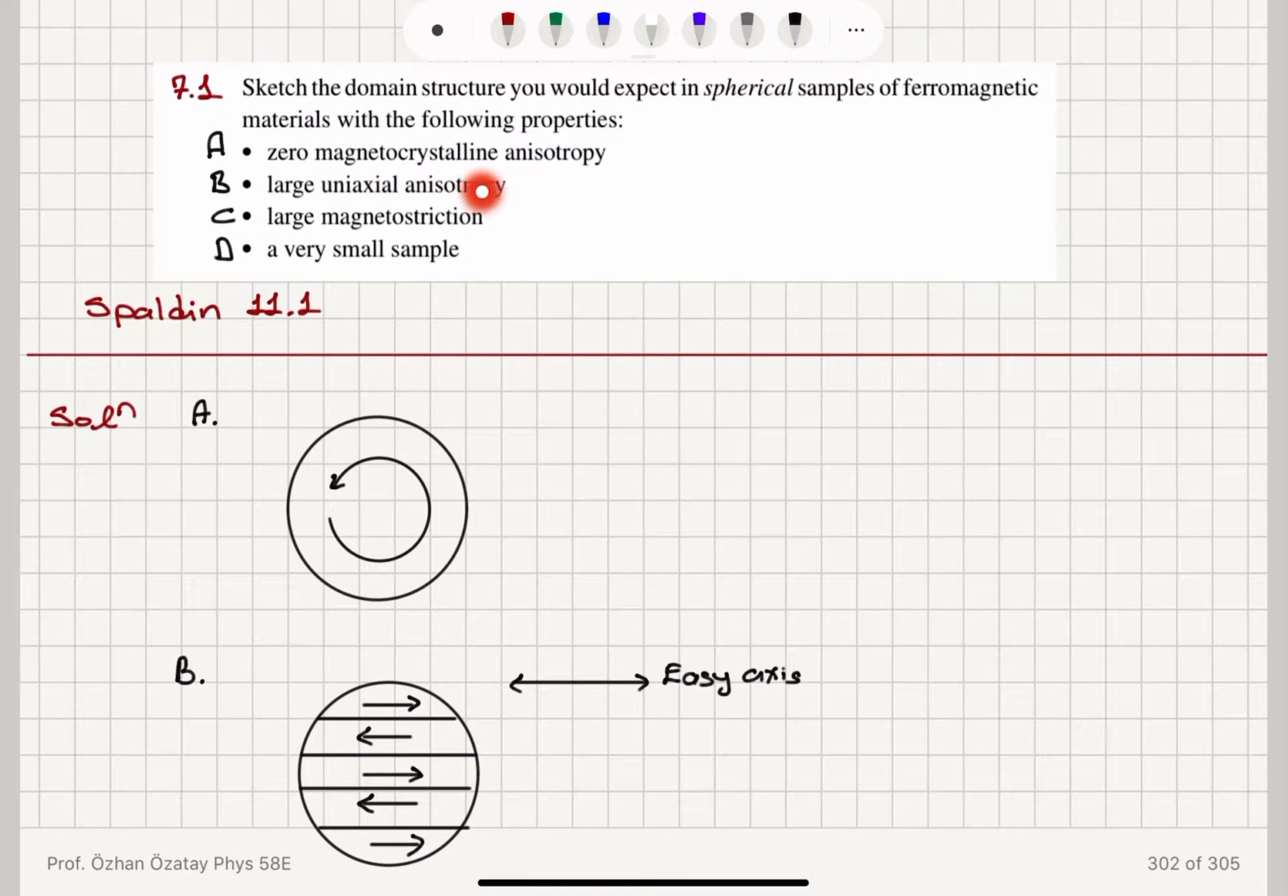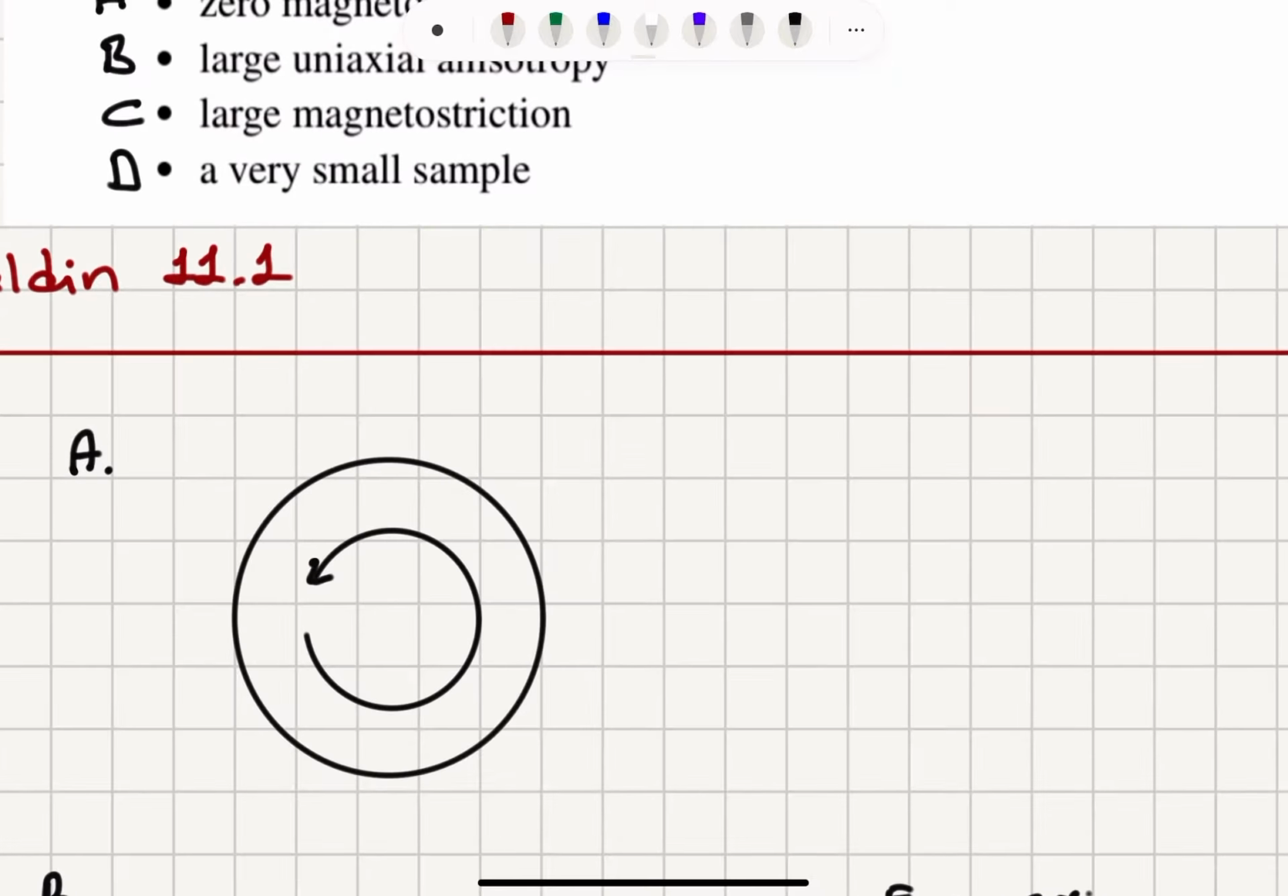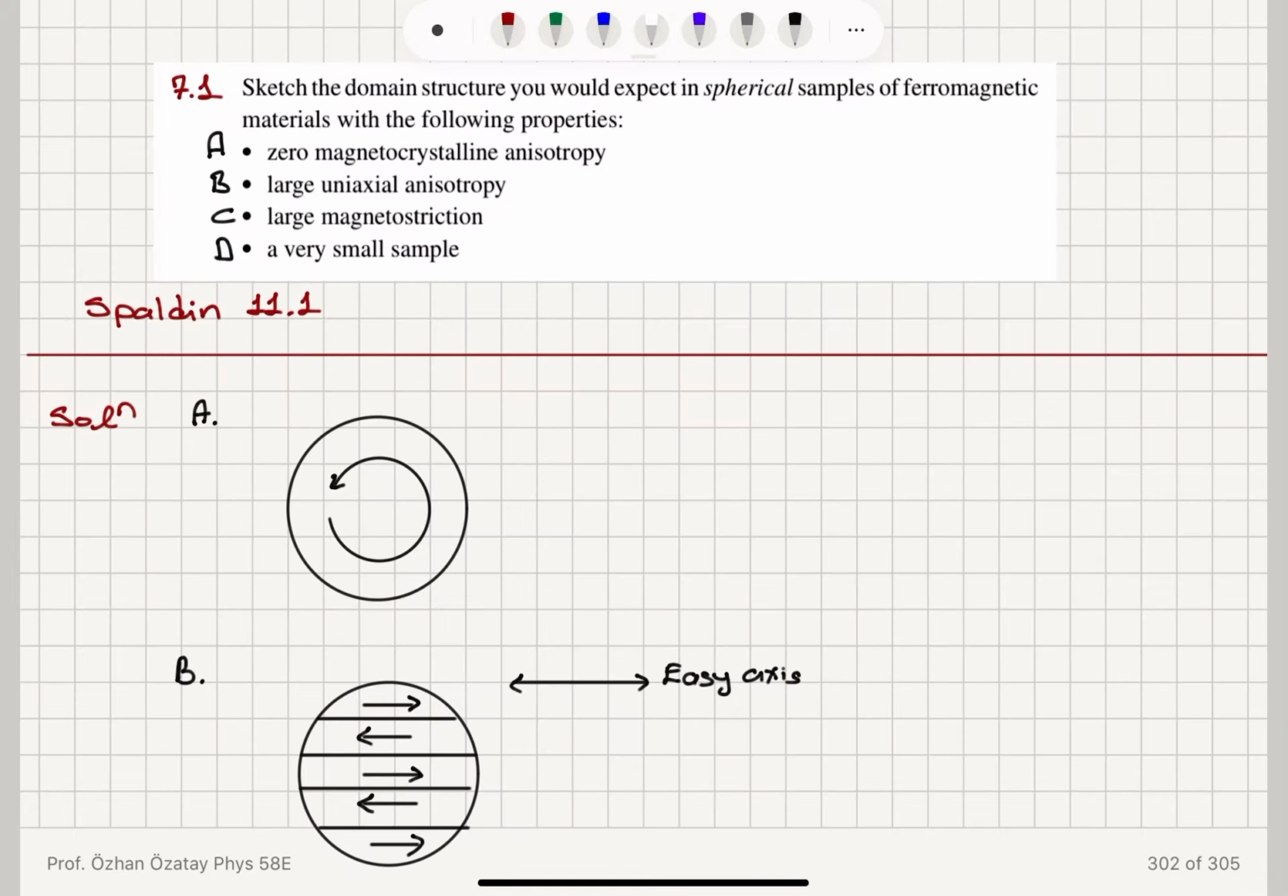So what happens if we have zero magnetocrystalline anisotropy? There is no preferred direction for the magnetization to point, and in order to minimize the magnetostatic energy, we're going to have this vortex structure forming. So the energy to consider here is the magnetostatic energy. So to minimize magnetostatic energy, a vortex structure forms.